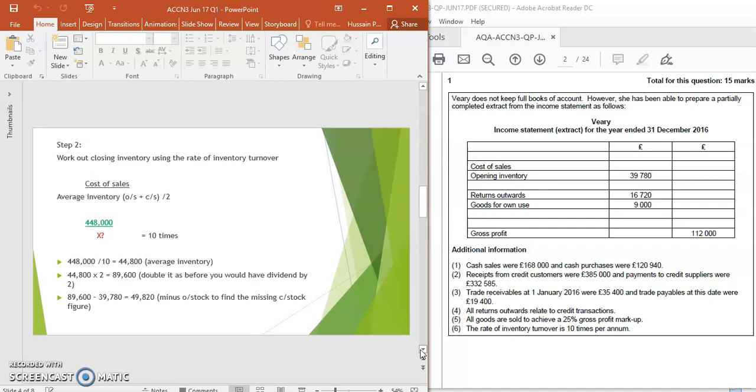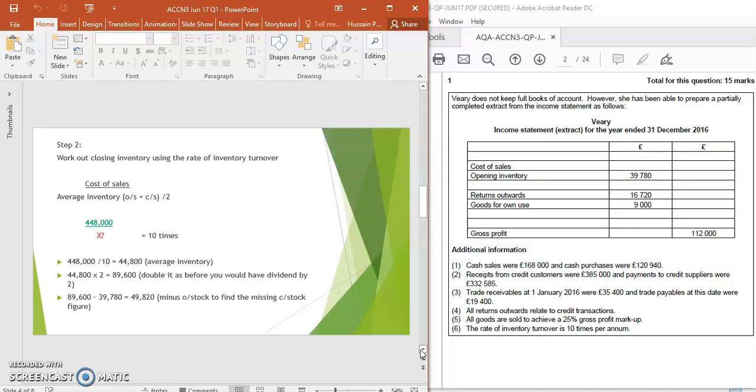39,780 plus 49,820 equals 89,600. Divide it by 2 gives us 44,800. That gives you the average inventory. And if you do 448,000 over 44,800, it will give you 10 times.